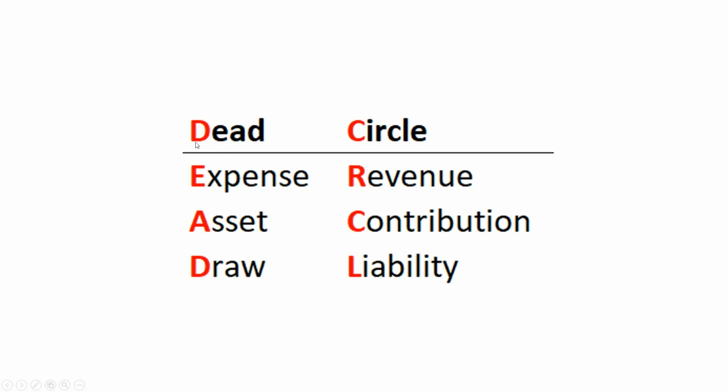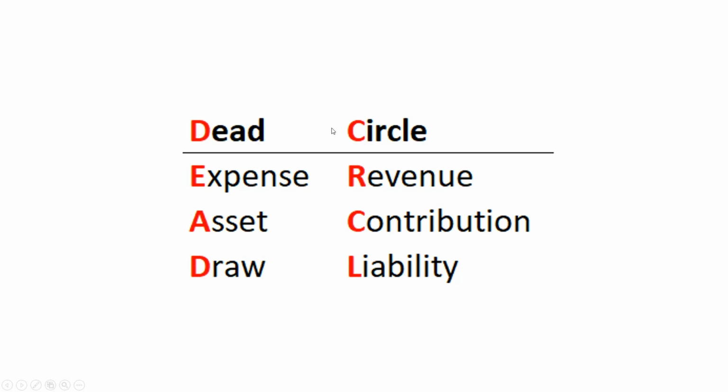So can you kind of see that? If you can memorize DEAD, then you can remember E for expenses, A for assets, D for draws, and all those things increase with a debit. So it fits in with the DEAD. And remember, what we're saying is that each of those increases with a debit. So that also means that they decrease with a credit, because there's only two options, either debit or credit for an increase or decrease.